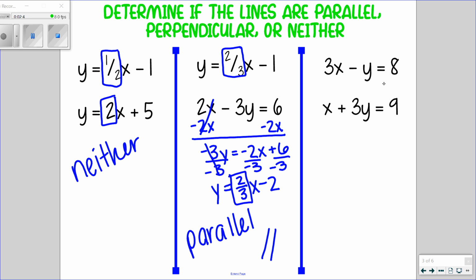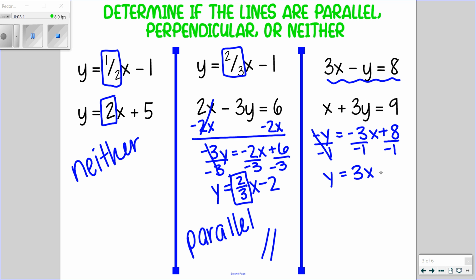And then our last one, looks like we're going to have to change both of these into slope-intercept form. So I'll go ahead and do the top one in blue. So we need to subtract our 3x to the other side. So we have negative y equals negative 3x plus 8. And that y isn't by itself yet. We have to divide by that negative 1. So we get y is equal to a positive 3x and then minus 8.